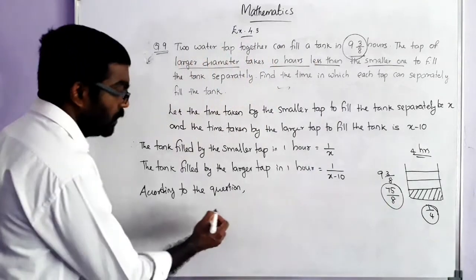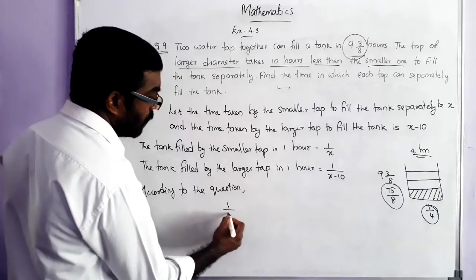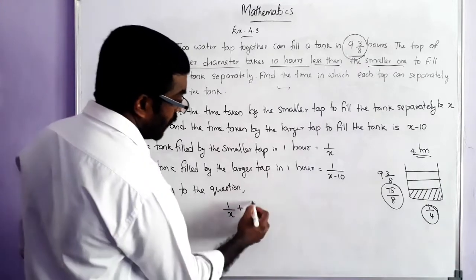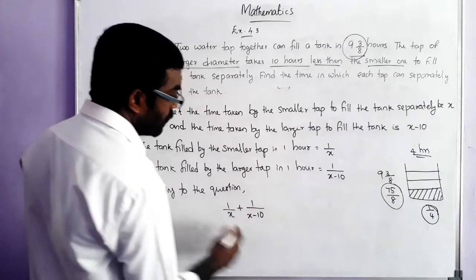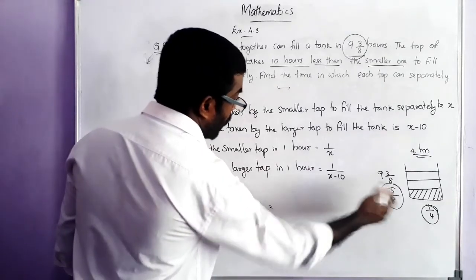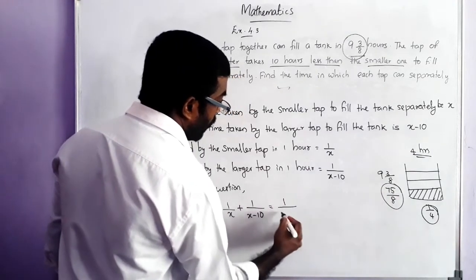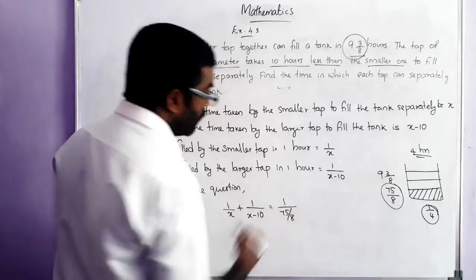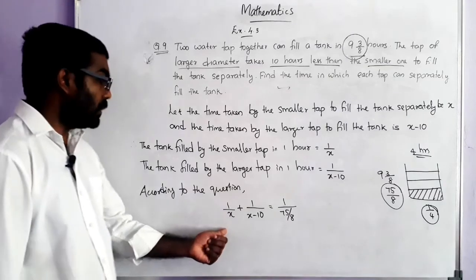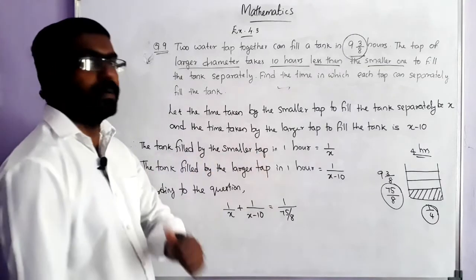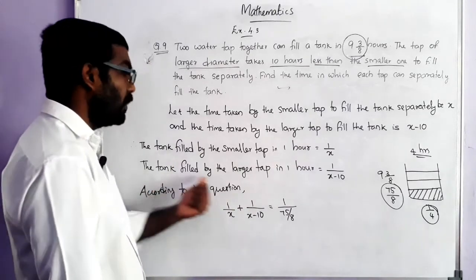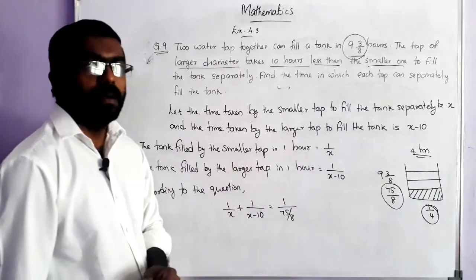So we can write for the first tap in 1 hour 1 by x, and for the second tap, the larger tap, it is 1 by x minus 10. So if you open together, in 1 hour, since the total time is 75 by 8, 1 by 75 by 8 part will be filled. Understood? Here 1 by x means the tank filled by the smaller tap in 1 hour. Okay. And 1 by x minus 10, the tank filled by the larger tap in 1 hour.